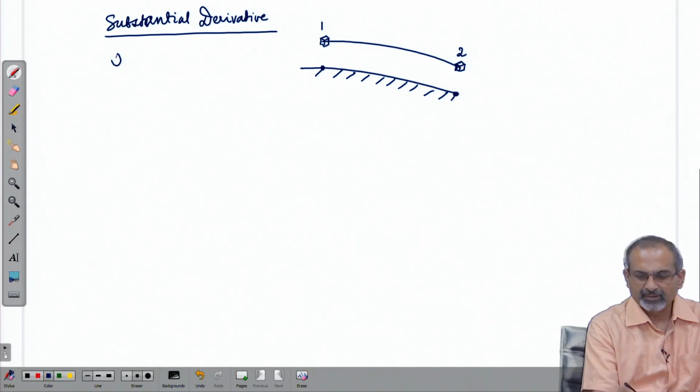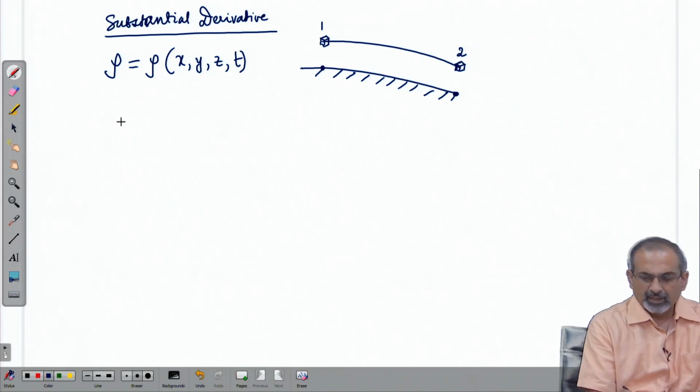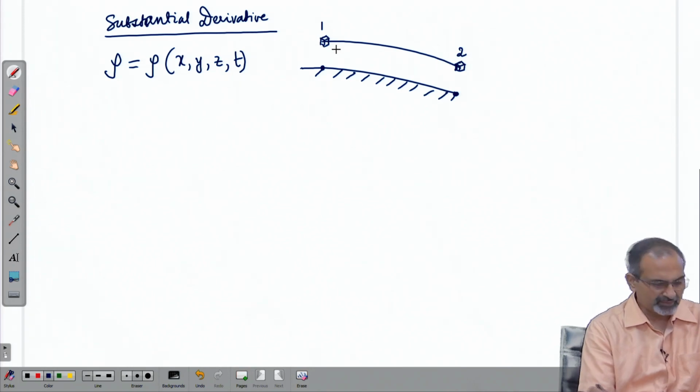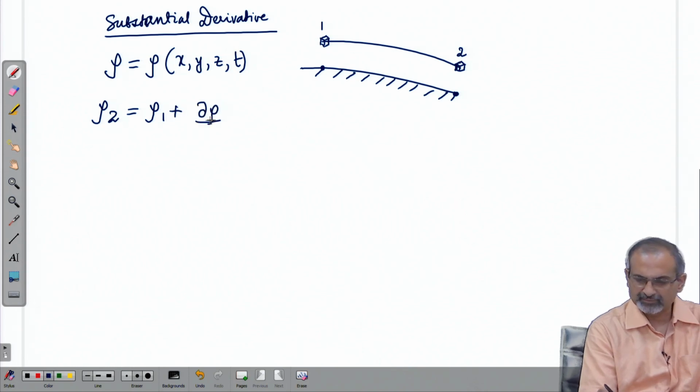Let us say we are looking at the density of the flow field as a function of x, y, z and t. We are looking at 2 points, 1 and 2, and they are not far apart, they are close to each other. In that case, we can think of expanding this function rho about the point 1 in a Taylor series.